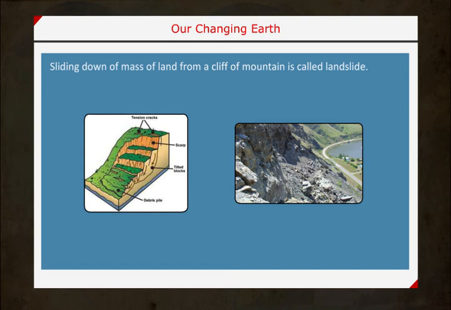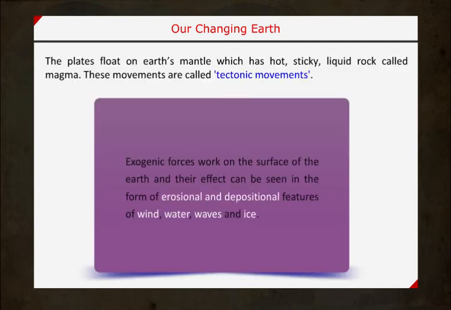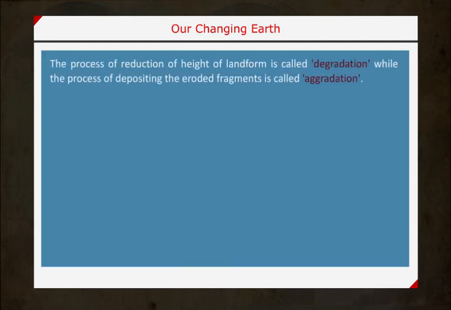Sliding down of mass of land from a cliff of mountain is called landslide. Exogenic forces work on the surface of the earth, and their effect can be seen in the form of erosional and depositional features of wind, water, waves, and ice. The process of reduction of height of landform is called degradation, while the process of depositing the eroded fragments is called aggradation.